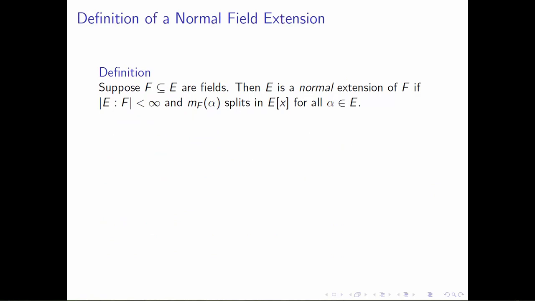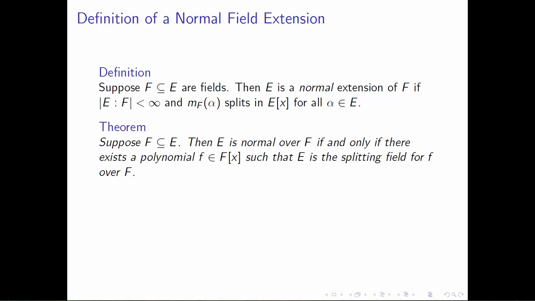Now, the next thing I'd like to talk about is a normal field extension. So let's suppose that F is a subfield of E, both of them are fields. Then we'll say that E is a normal extension of the field F if two things are true. First of all, the extension has to be of finite degree, and second of all, the minimal polynomial of alpha over F needs to split in E adjoined x for every single element alpha in E.